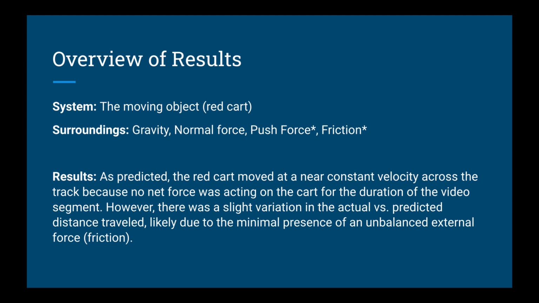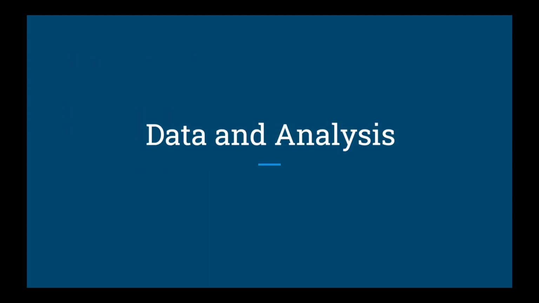The results of the lab, as predicted: the red cart moved at a near constant velocity across the track because no net force was acting on the cart for the duration of the video segment. However, there was a slight variation in the actual versus predicted distance traveled, likely due to the minimal presence of an unbalanced external force such as friction.